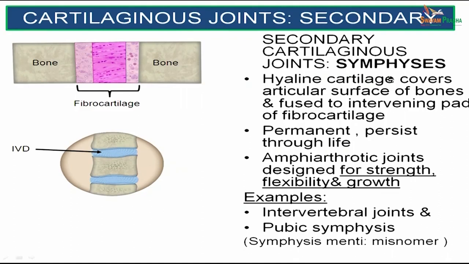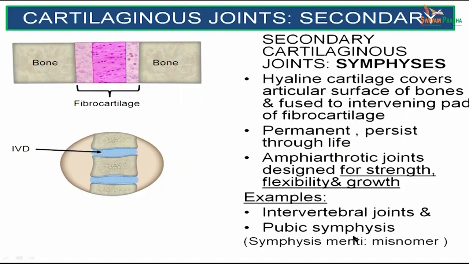Secondary cartilage joints called symphysis. Here we have the bones which are covered by hyaline cartilage, and in between them we have a fibrocartilage disc or a pad of fibrocartilage. These are permanent joints. They are present throughout life. They are amphiarthrotic and they are for strength, flexibility along with growth. Example, intervertebral joints between the vertebrae formed by the intervertebral disc and the pubic symphysis.